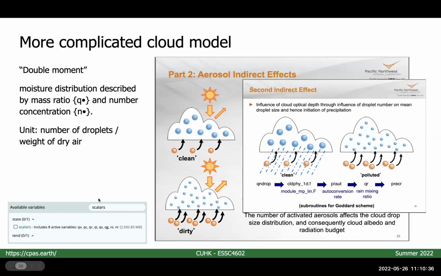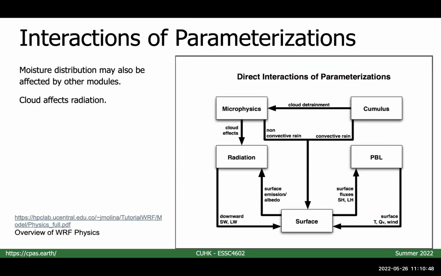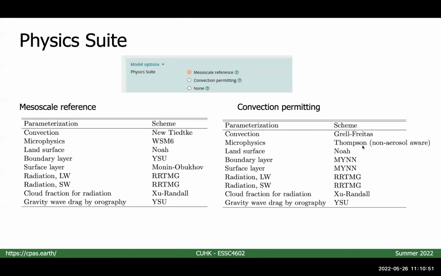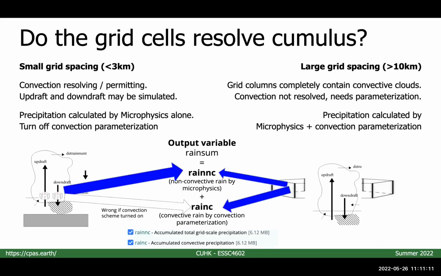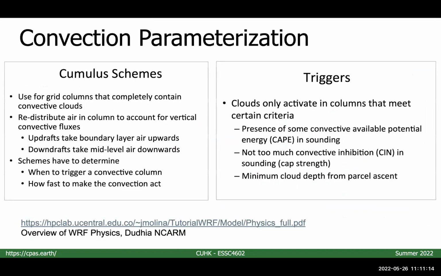Now this is the screen capture after I changed to use the convection permitting suite. So it has this feature, but the computational cost is higher. And even for the Thomson model, there can be two variants. The model present in MPAS is the one that is non-aerosol aware. So there can be even more complicated models that are not present in MPAS. And now we can talk about convection parameterization.